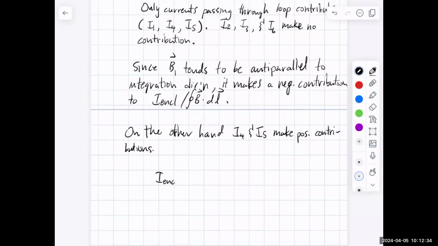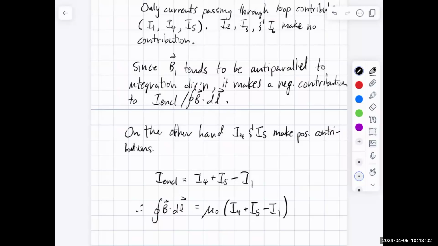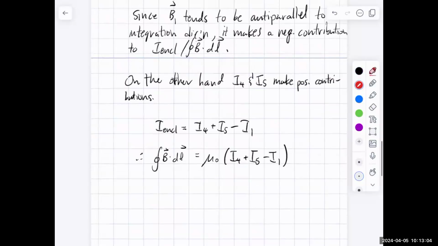So our I enclosed would be I4 and I5 make positive contributions, and I1 makes a negative contribution. And so therefore, the integral of B dot DL would be equal to mu naught, a constant, times I4 plus I5 minus I1. Okay, so if we told you the values of those currents, that's what that integral would evaluate to.